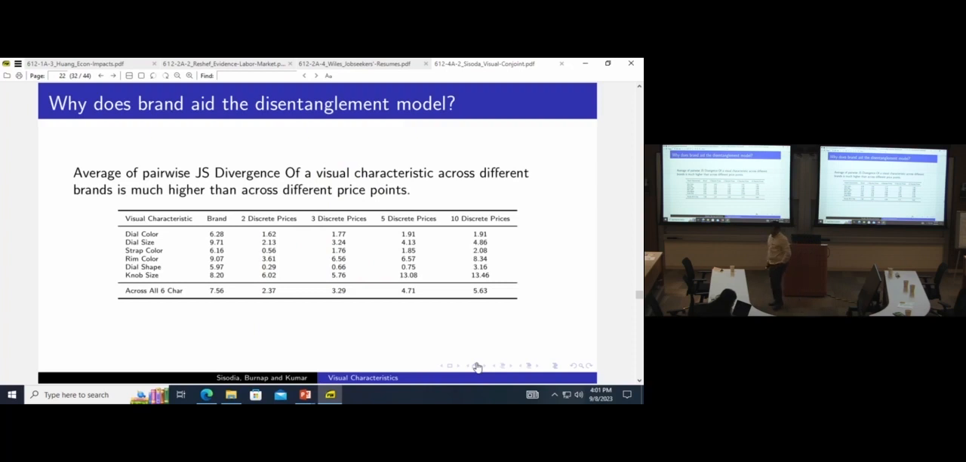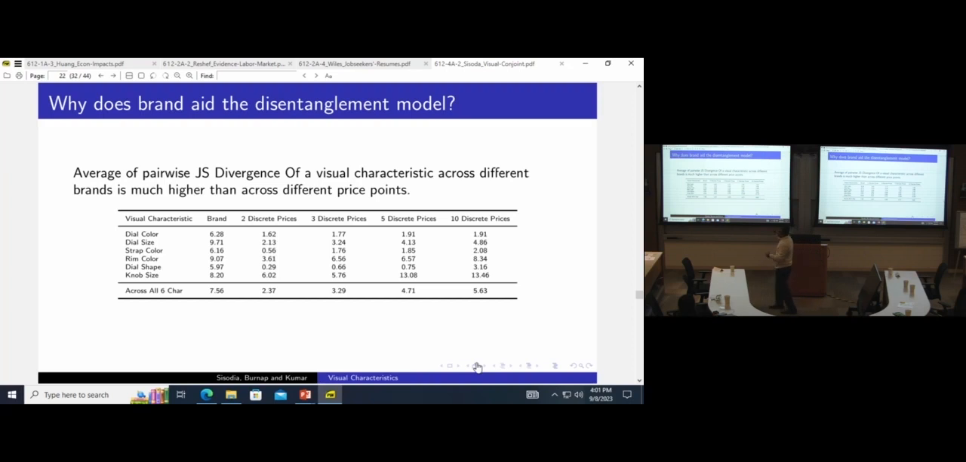Next, we wanted to investigate why a particular signal is able to separate out or do better on visual characteristics. So for this, we drew the distribution of visual characteristics for different brands, and we looked at the GS divergence metric, the difference between different brands. The GS divergence metric was very high for brand, but when we did the same thing for price, we found that the distributions between different price levels were not so different.